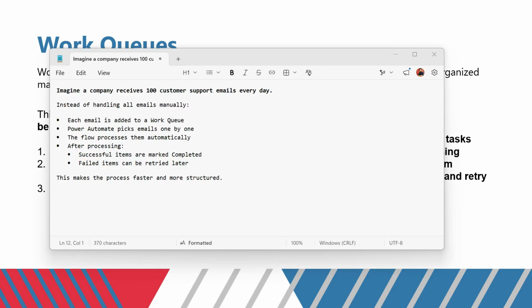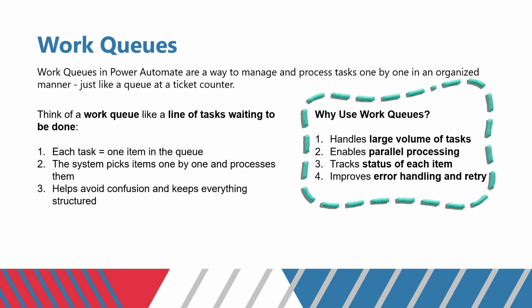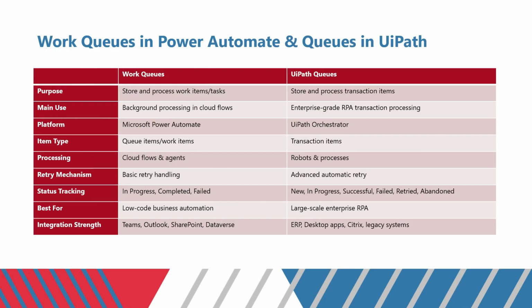Simple example. Now we will discuss why to use work queues. Work queues help to handle a large number of tasks, process multiple items in parallel, track the status of every task, and improve exception handling and retries. Moving on, work queues versus queues in UiPath.